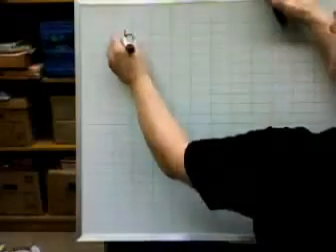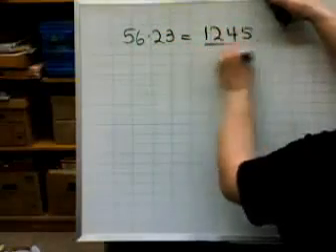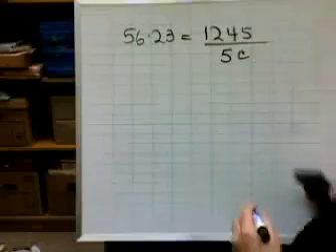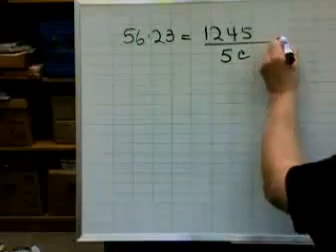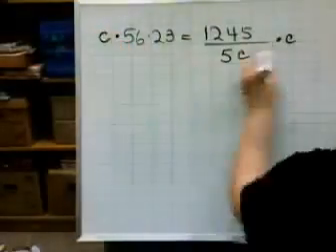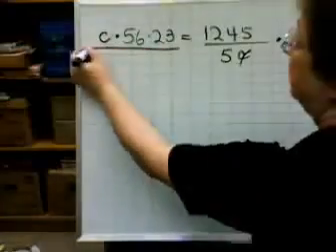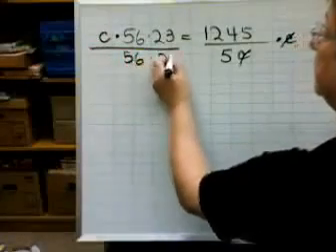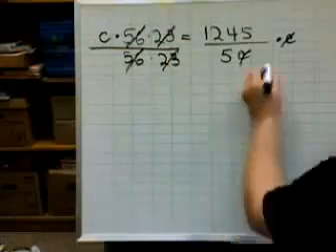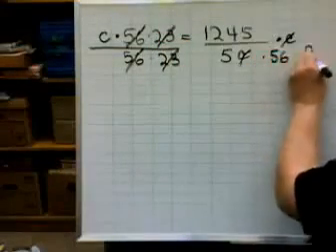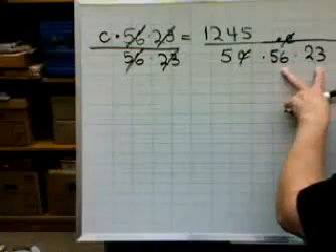Now we've got 56 times 23 equals 1245 over 5c. So this one lets you know that you can move the c without moving the 5. So we'll multiply both sides by c, and c over c is 1, so that cancels. We've got 1245 over 5. On this side, we've got 56 and 23, so 56 over 56 is 1, 23 over 23 is 1, and we divide by 56 and 23, right? We did that on both sides. Divide by 56 and 23.